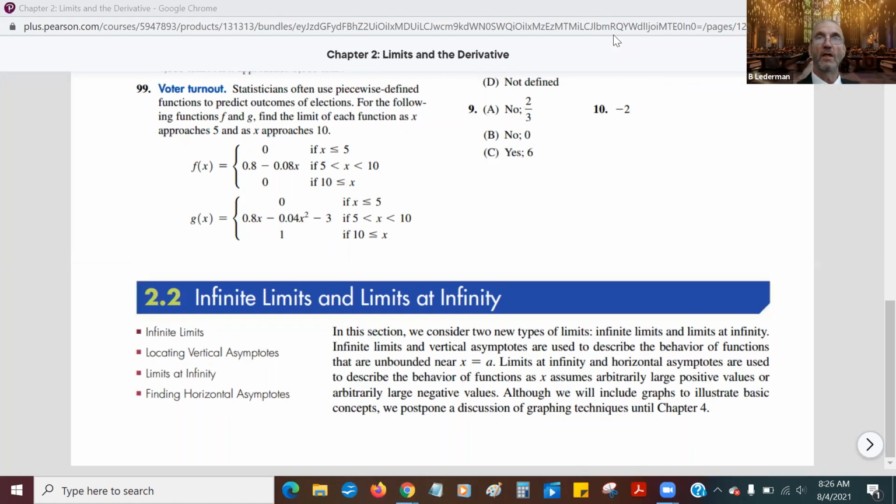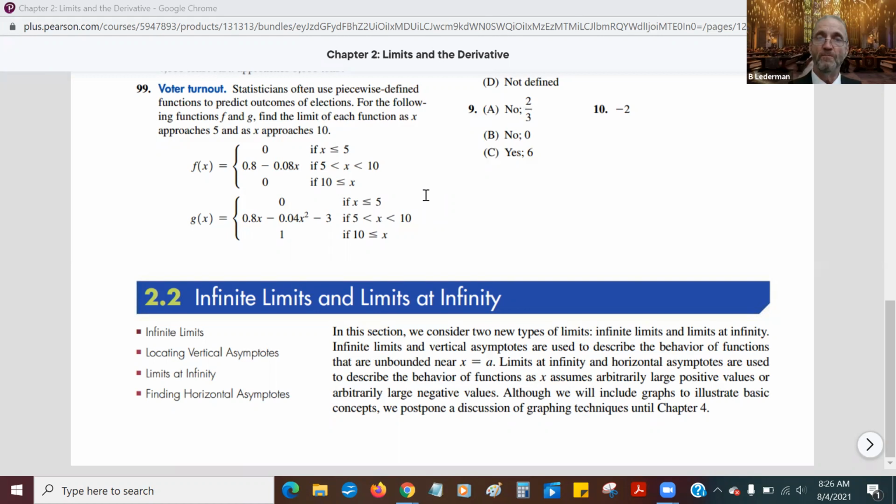Here we are. Today we're doing section 2.2, and that is infinite limits and limits at infinity. Today's lecture is going to be a little bit different. I'm going to do the lecture on 2.2 a little bit differently than I did on 2.1. On 2.1, I went through all the homework problems and taught it as we went along. In 2.2, I'm going to do it more by the book.